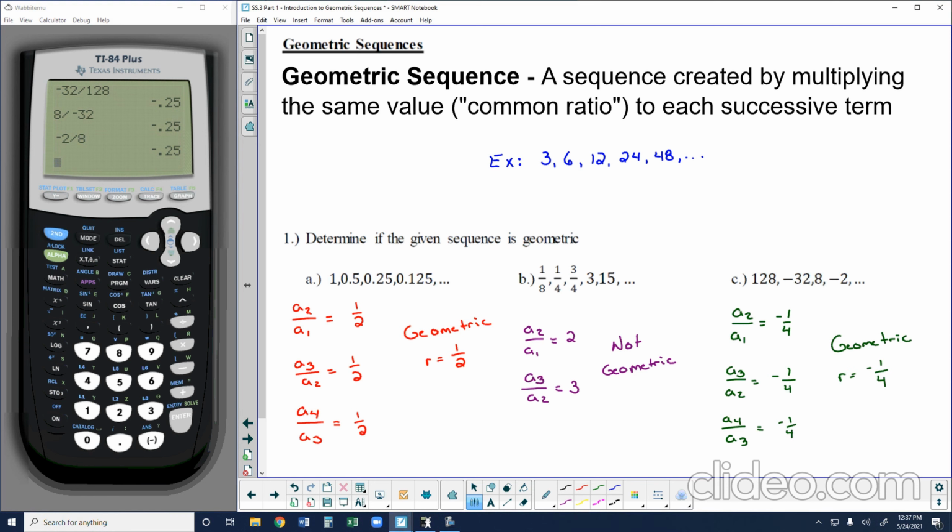So ratios, as we saw with differences, can be positive or negative, but they are values that are multiplied from one term to get the next term successively through the sequence. Let's take a look at another example here.